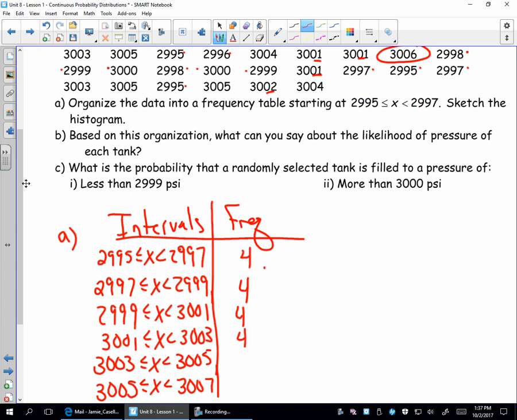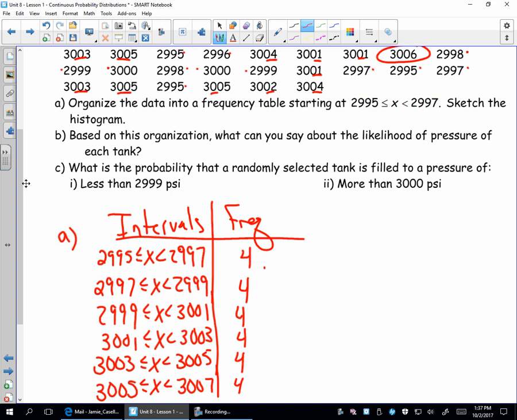03s and 04s: 1, 2, 3, 4. 4 of those. Seems to be a pattern going on here. And 5s and 6s: 1, 2, 3. And then our highest piece is 4. Oh, they all have the same frequency.